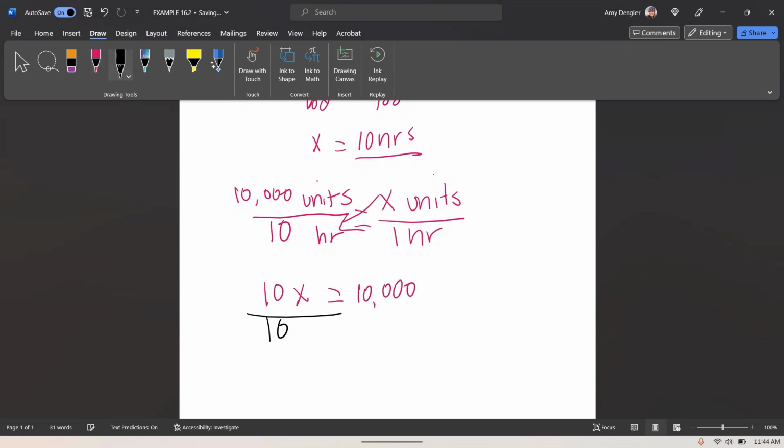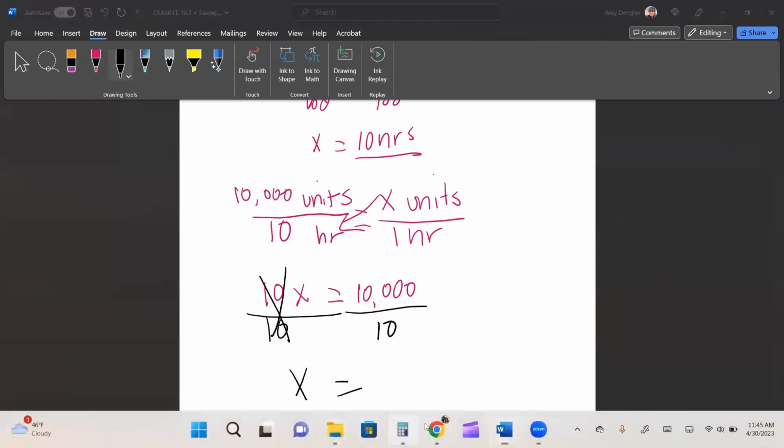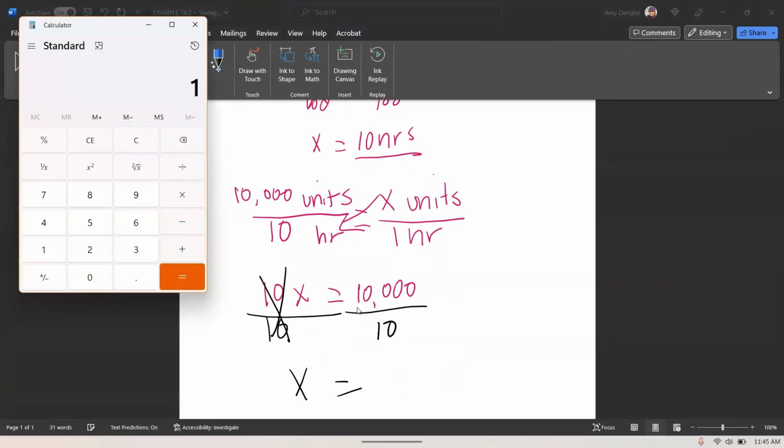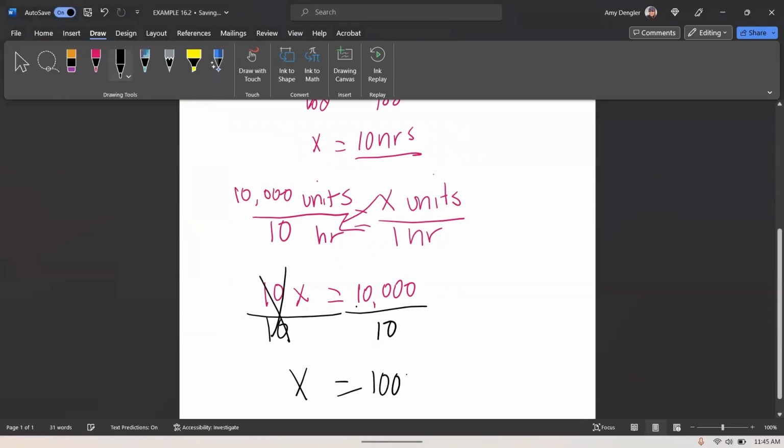I want to get x alone, so I need to divide both sides by 10. That crosses off. And 10,000 divided by 10 is equal to 1,000. So 1,000 units per hour.